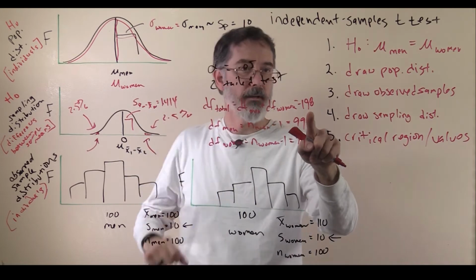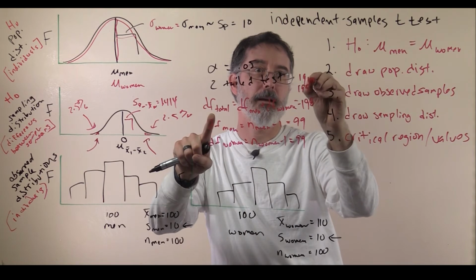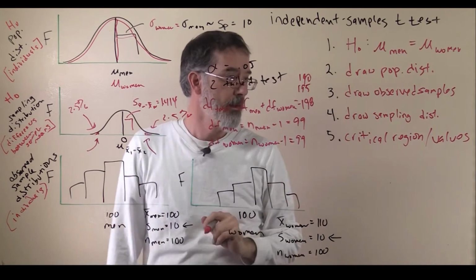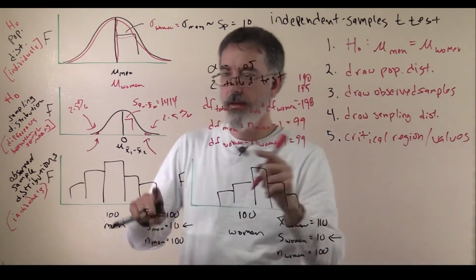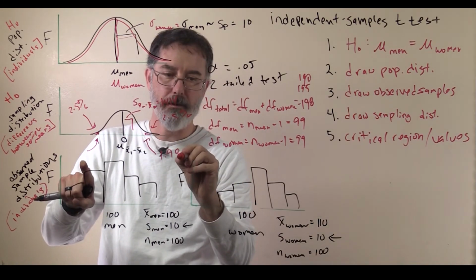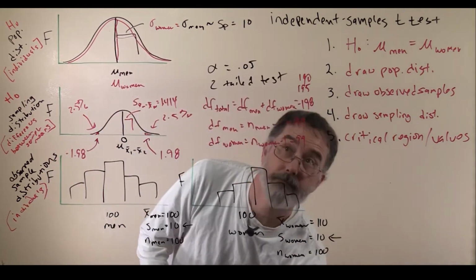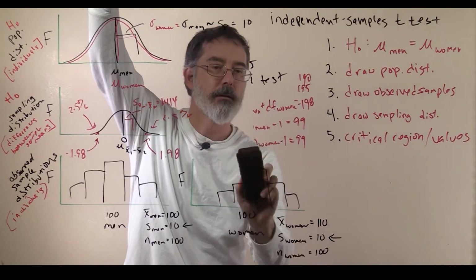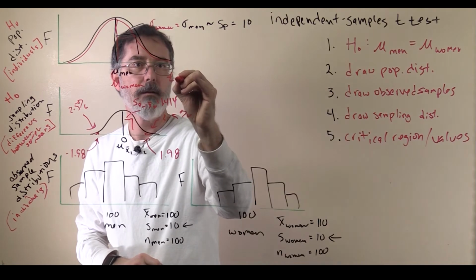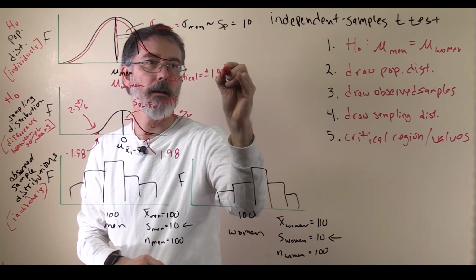So you go to your t table, you try to find 198, and it's not going to be in there probably. And so what you're going to do is go to the next smallest degrees of freedom in your table, maybe 195 or 190, and whatever that smaller degrees of freedom's t critical value is, that's what we're going to use. So I did that earlier, and I found a t critical value of 1.98 for this case. Negative 1.98 over here, right? So our t critical, in this case, is plus or minus 1.98.